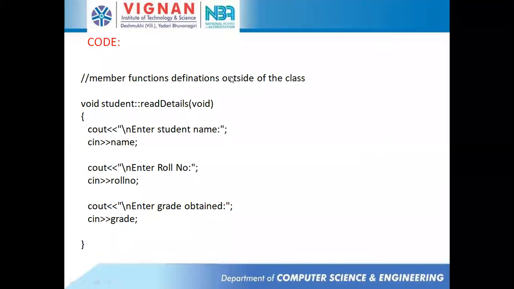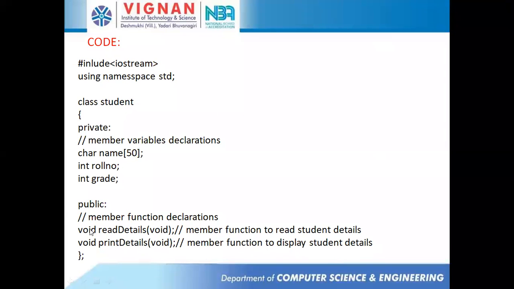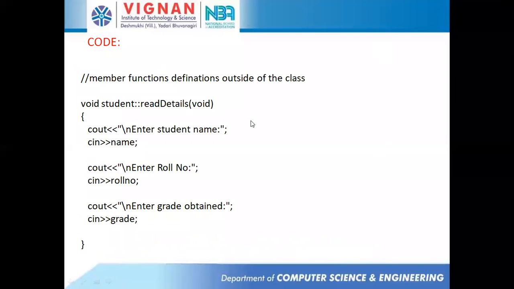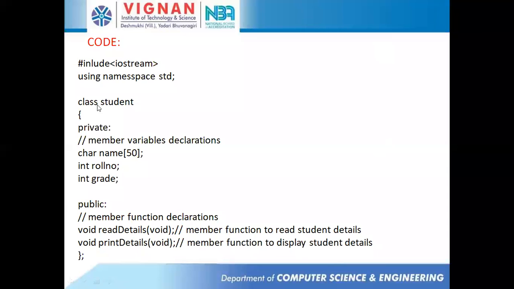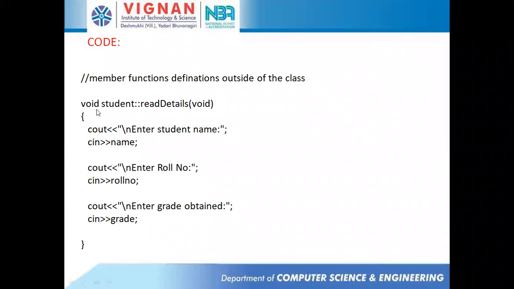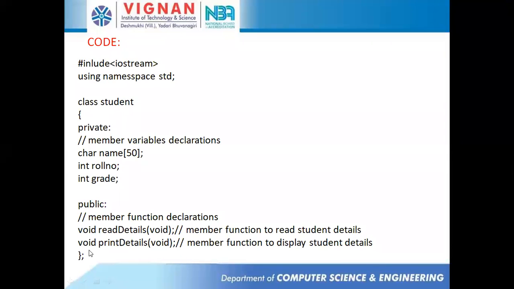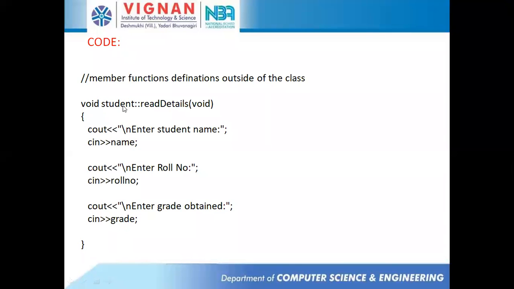Next, the definition of the member functions. Because the class member functions are declared inside the class, I'm going to define the member functions outside of the class. To define them outside, first you give the return type of the function. While declaring the member function, the return type is void, so this void is given. Student is the class name, which represents which class the function belongs to. You can see these member functions are declared inside the student class, so the class name represents the class these member functions belong to.